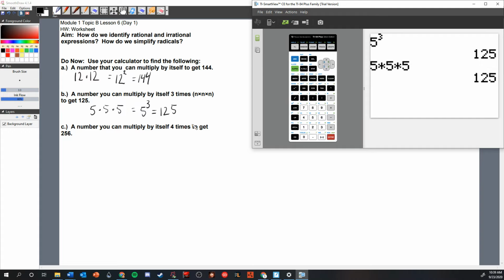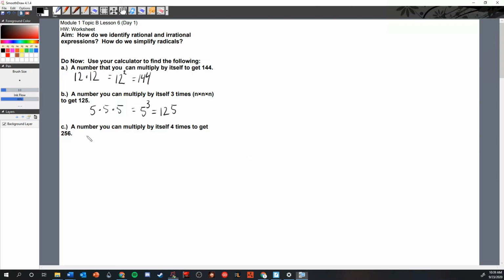A number you can multiply by itself 4 times to get 256. Well, coincidentally, that number itself is 4. 4 times 4 times 4 times 4, or 4 to the 4th power, right? Another way we could even write it would be 4 times 4 is 16, 16 squared. It's always nice to make those connections. Okay.